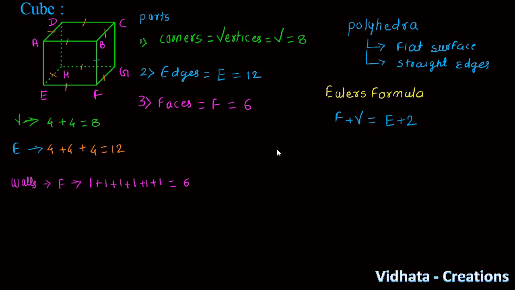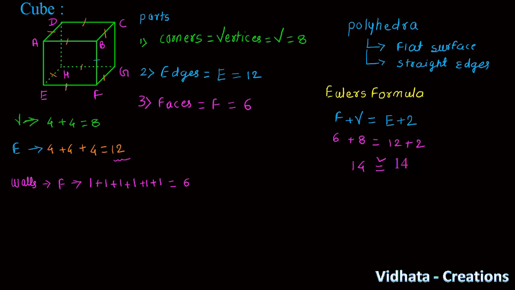What is the meaning of this? How many faces did we get? Let us check. We have 6 faces. What is meant by V? How many vertices do we have? If you observe the vertices, they are 8. And how many edges did we get? Here we got edges equal to 12. So we have 12 edges plus 2. Check: 6 plus 8 is 14, that is equal to 12 plus 2, 14. Thus Euler's formula is verified.